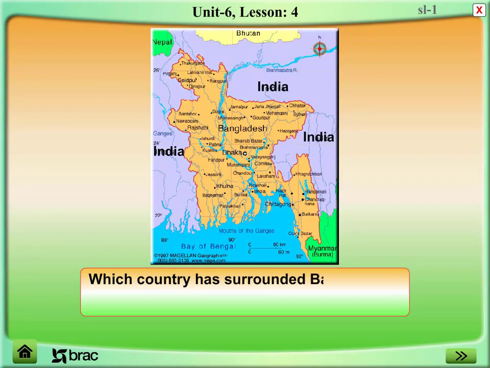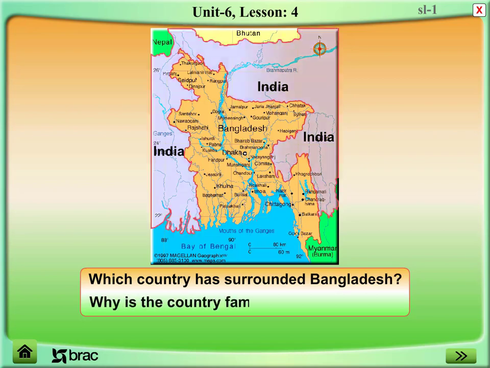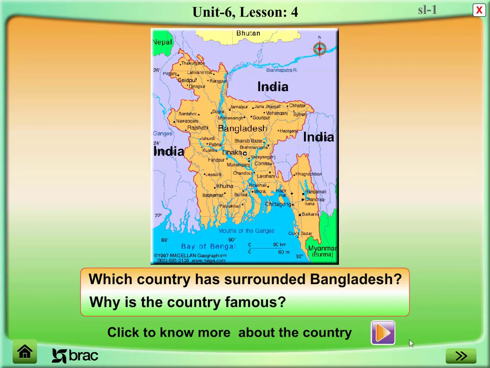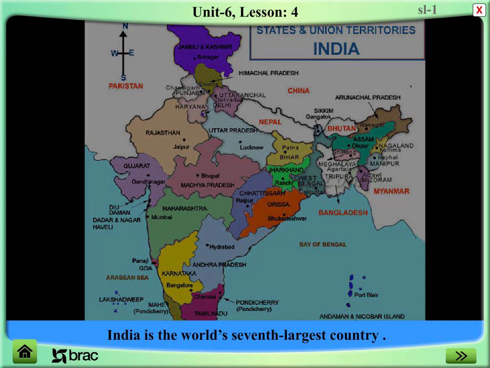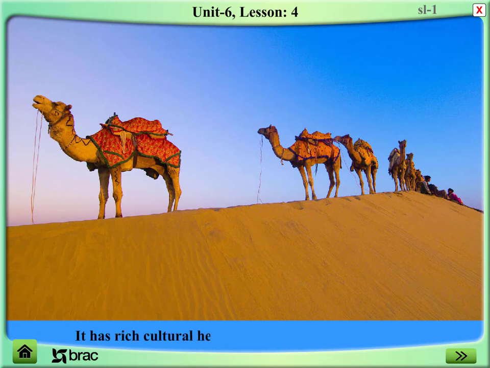Which country has surrounded Bangladesh? Why is the country famous? Click to know more about the country. India is the world's 7th largest country. It has rich cultural heritage of more than 3,000 years.